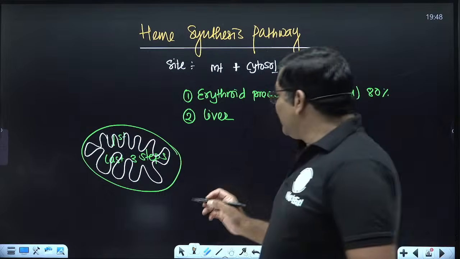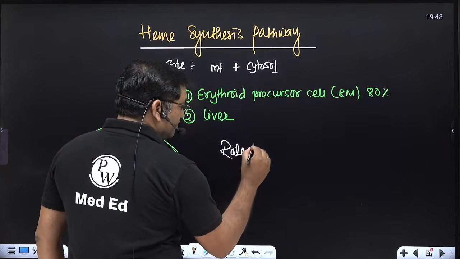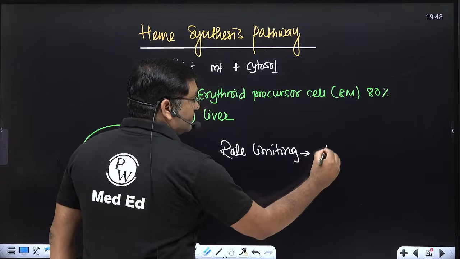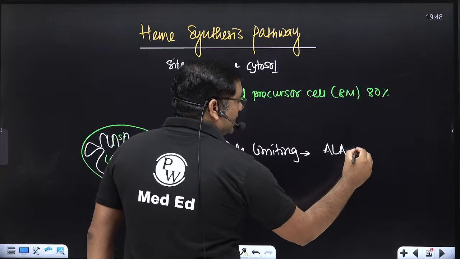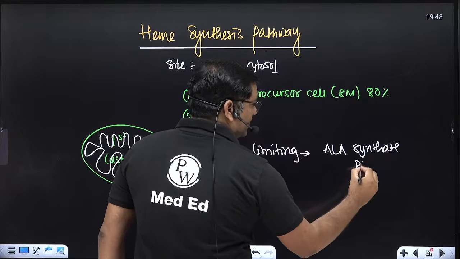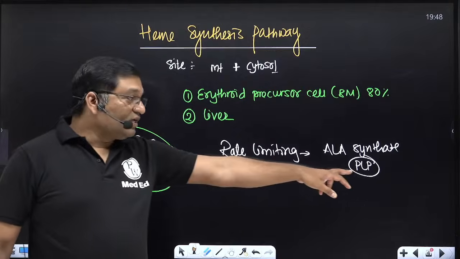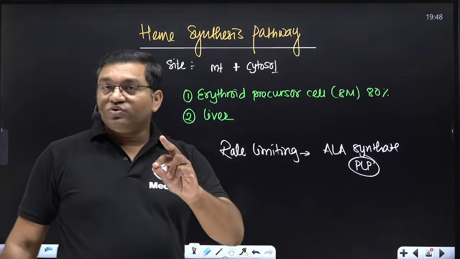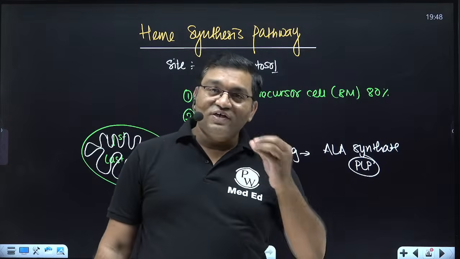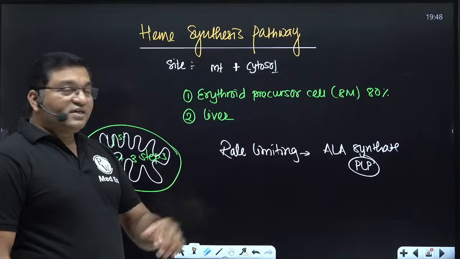So the rate limiting enzyme of this pathway is the first step, catalyzed by ALA synthase, and pyridoxal phosphate is required as a coenzyme for this step. PLP is also a hematopoietic vitamin. Apart from B12 and folic acid, PLP is also required for the formation of hemoglobin. So the rate limiting enzyme is ALA synthase.